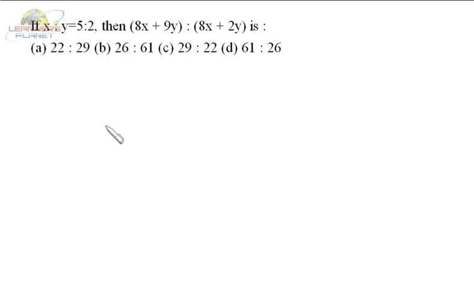Now let's see this problem. If x is to y is 5 is to 2, then we have to find out the value of 8x plus 9y is to 8x plus 2y. Friends, since in entrance examinations we don't have to show the workings, we can directly put the value of x as 5 and value of y as 2 in this expression.